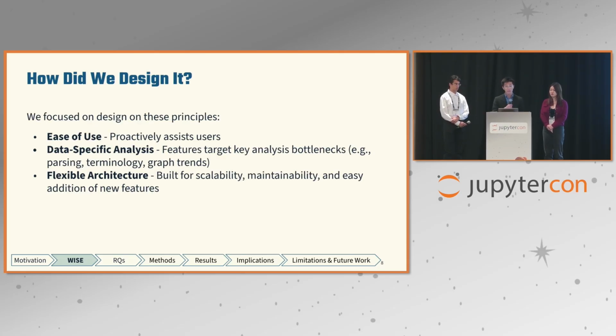Our design was guided by three key principles. Number one, ease of use. Novices often don't know what to ask, so our tool will proactively assist them instead of waiting for a prompt. Number two, data-specific analysis. We built features that target the most common bottlenecks in a data science workflow, like parsing terminology and graph trends. Number three, we use a flexible architecture. We built the tool to be modular, making it easy to add new features as our research evolves. So, ready to see what the demo looks like?